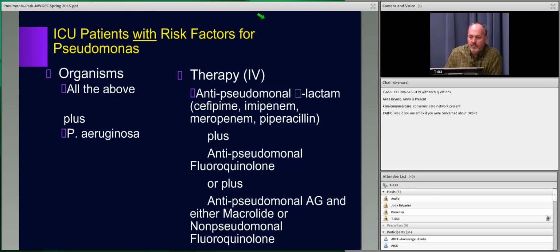And then if you have a patient in the ICU who does have risk factors for Pseudomonas or any of its cousins, then it's critical that you use an anti-Pseudomonal beta-lactam. There are some listed there. Plus an anti-Pseudomonal fluoroquinolone, or plus an anti-Pseudomonal aminoglycoside, and either a macrolide or a non-Pseudomonal fluoroquinolone.